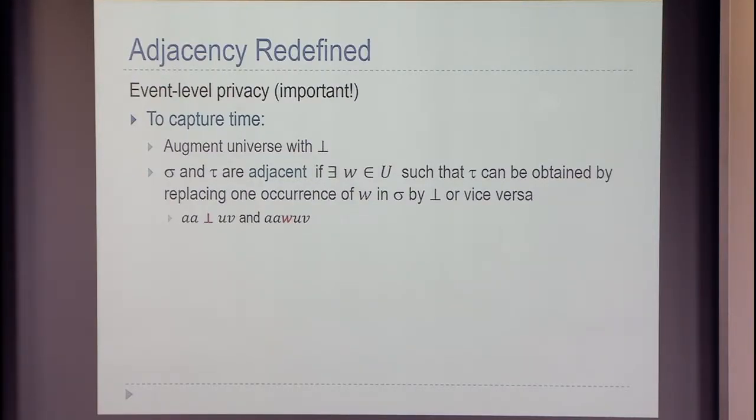So to capture time, maybe we can augment our universe with a symbol of bottom. So we would just say that two strings are adjacent if there is a W in the universe, so that tau can be obtained by replacing one occurrence of W in sigma by bottom or vice versa. So I want a non-bottom element here. So these guys are going to be defined to be adjacent inputs, neighboring inputs. Okay?